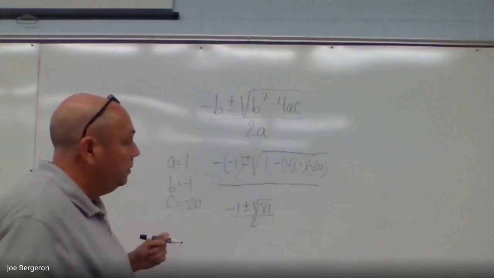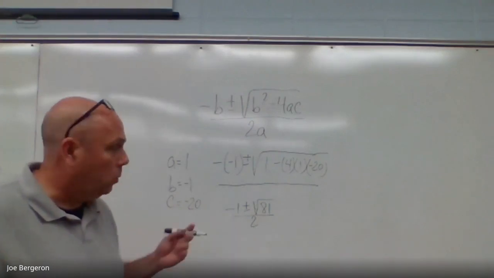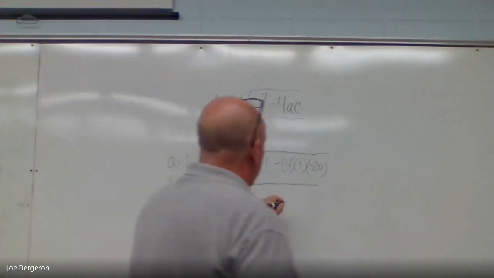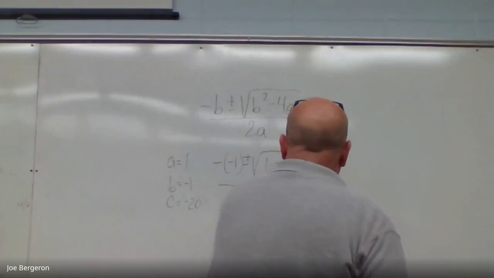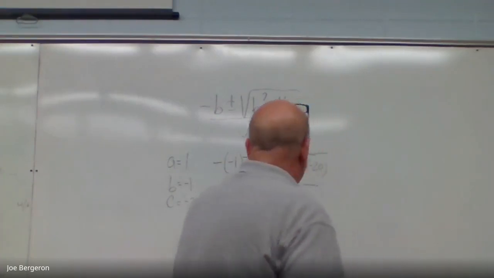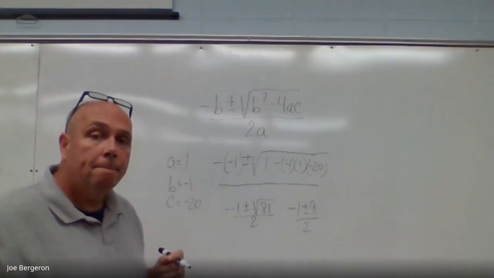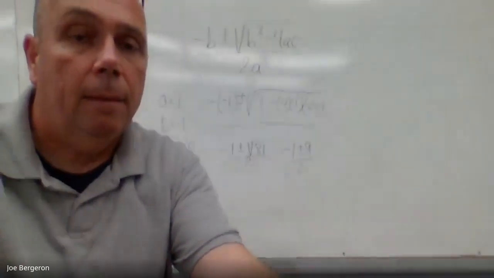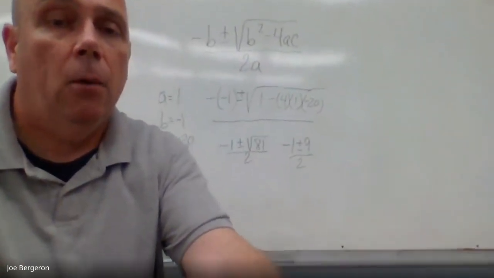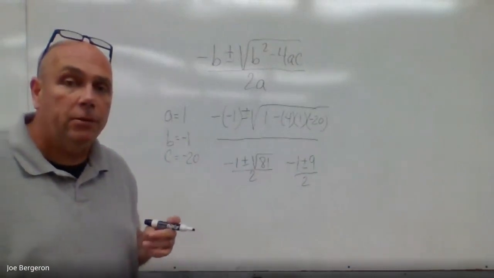All right. So we know what the square root of 81 is. The square root of 81 is 9. So our answer will be negative 1 plus or minus 9 divided by 2. Okay? Now, I'm going to tilt you just a little bit. Forgive me. I'm going to tilt it so that we can keep going down.